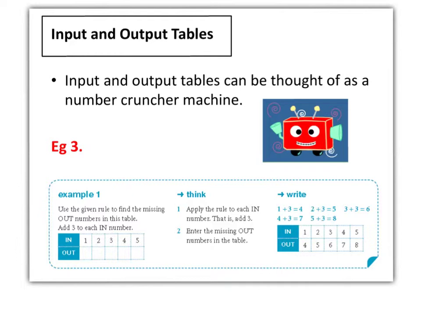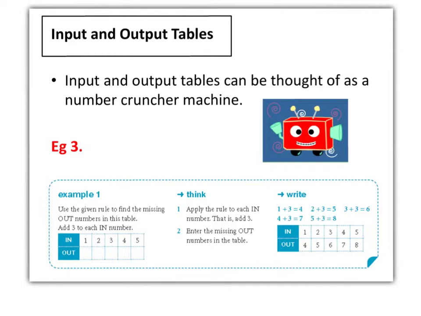To set out the information for different patterns, we use what's called an input and output table. So input and output tables can be thought of as a number crunching machine, like this little cartoon here. So one number goes in, a rule is applied inside the machine, and then a second number comes out the other side of the machine. So in this example here, the wording is: use the given rule to find the missing output numbers in this table. Add 3 to each input number.